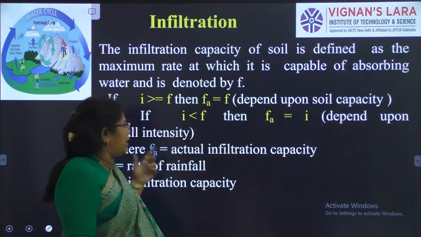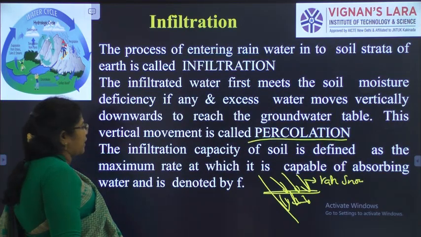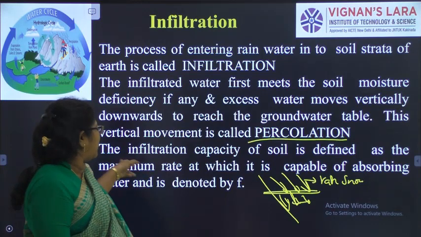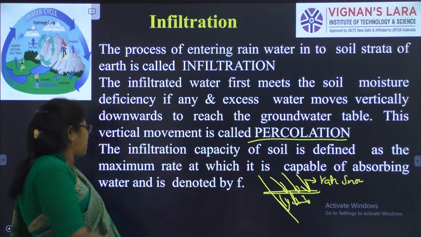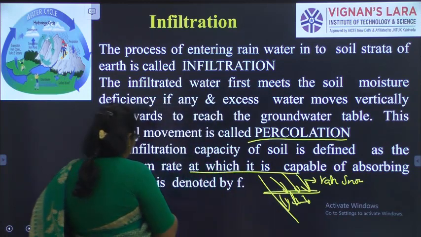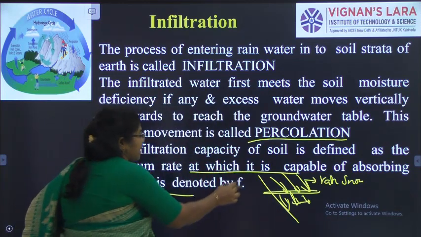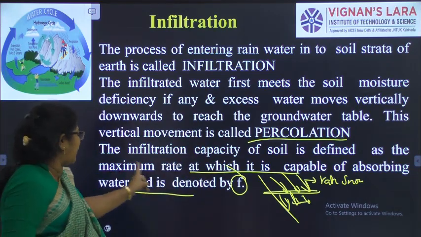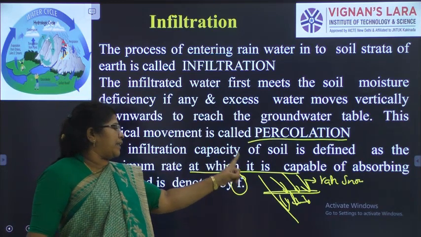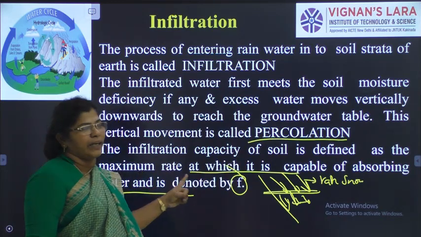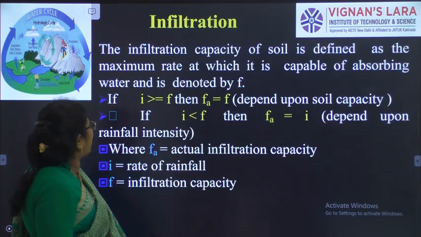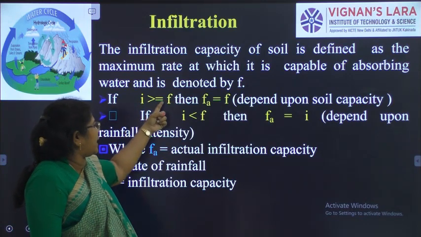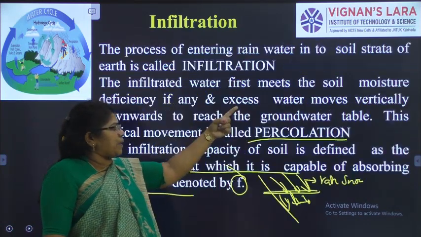So the process by which the water reaches the water table, we call percolation. The infiltration capacity of the soil depends upon the maximum rate at which it is capable of absorbing water, and it is denoted by F, right? Infiltration capacity is defined as the maximum rate at which the soil is capable of absorbing water. If I is greater than or equal to F, then it depends upon the soil capacity.